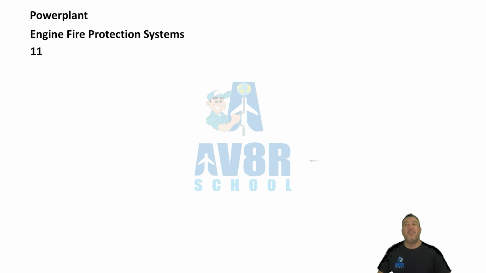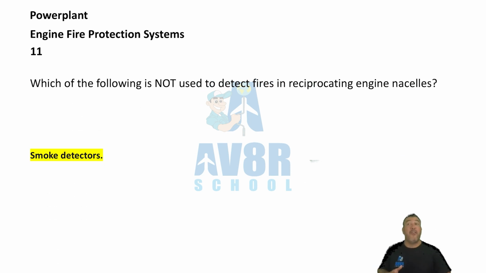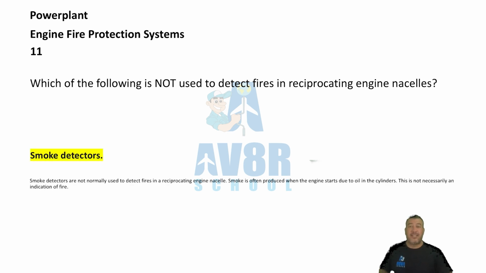Let's move on to number 11, smoke detectors. Which of the following is not used to detect fires in reciprocating engine nacelles? Smoke detectors. Smoke detectors are not used inside the nacelles. They're only used in the baggage and cabin.